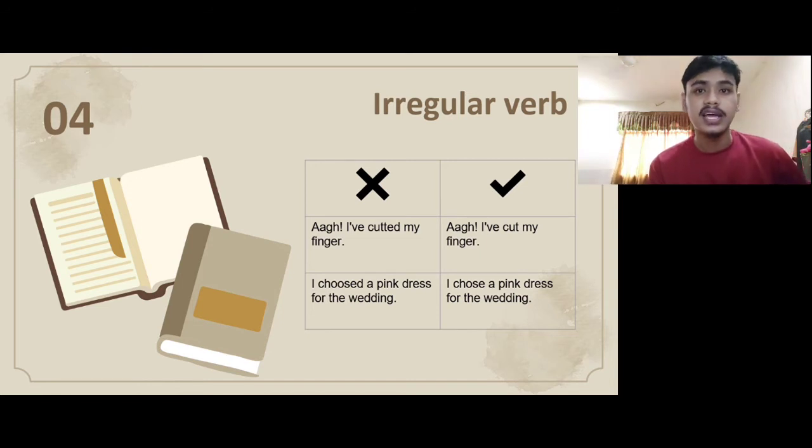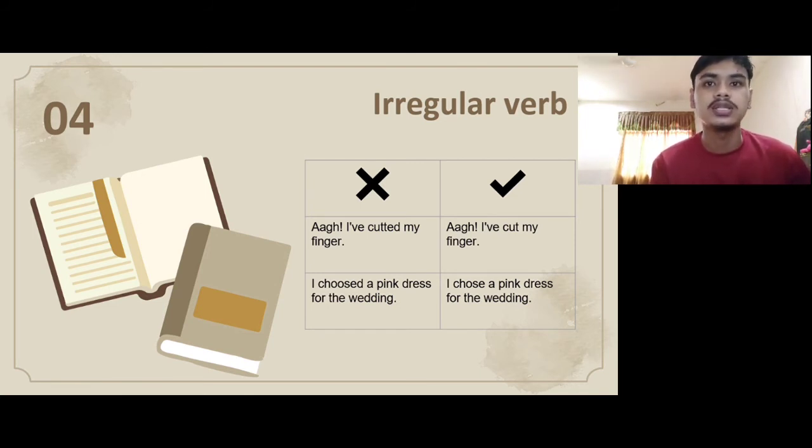So let's take a look at the first example here. "I cutted my finger." This sentence is incorrect. Why? As I mentioned earlier, irregular verbs don't take on the regular spelling patterns like plus d, ed, or ied to make a past tense or past participle form. Instead, the irregular verbs sometimes can be changed into other words or remain the same. So the correct sentence here is "I've cut my finger," without ed.